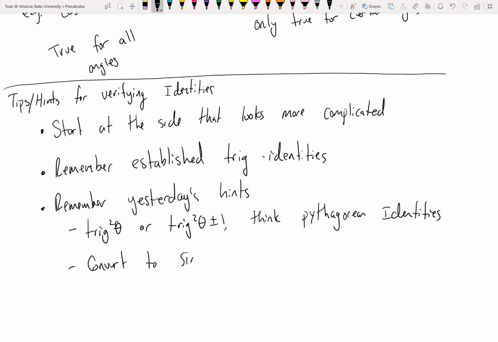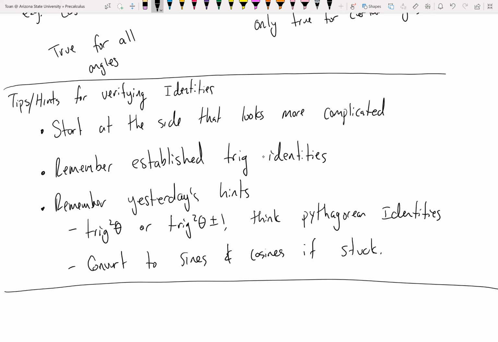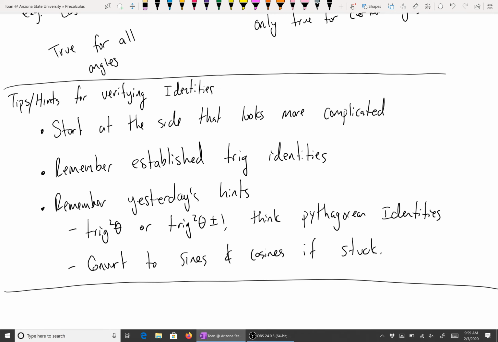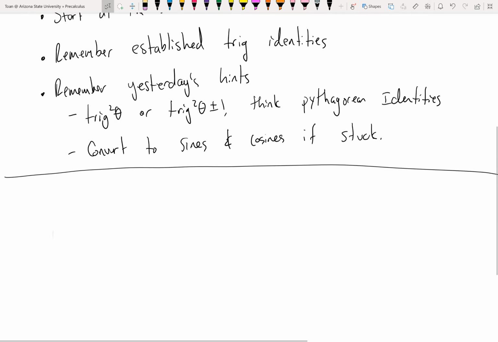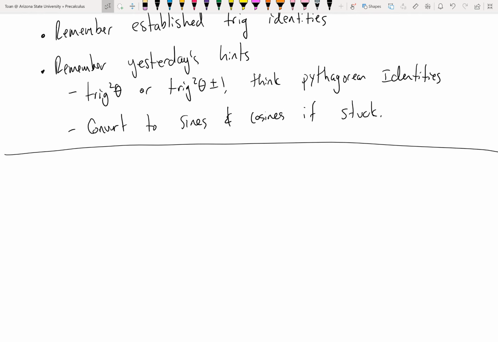Convert to sines and cosines if stuck. But other than that, there really is no teaching with this lesson. I hate to say it, you just have to know it. But we all have to start somewhere. When I first started out doing trig proofs, I had to have someone do it for me. I had to see the logic and the thought processes, and then you just naturally incorporate it into your own thinking.